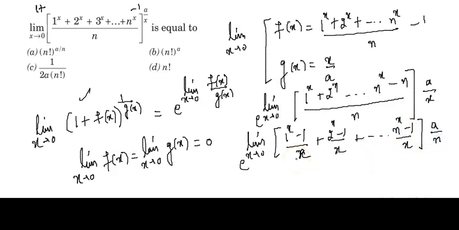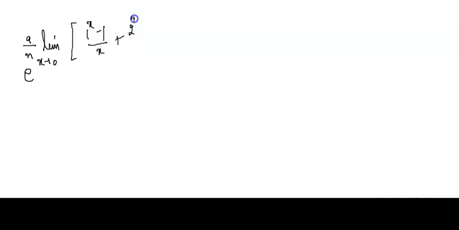Okay, now we know this formula. It will be limit x approaches 0 of e to the power a by n, which we can write here because it is independent of x. So it will be 1 to the power x minus 1 by x, 2 to the power x minus 1 by x, and so on up to n to the power x minus 1 by x, and this will be nothing but a by n.